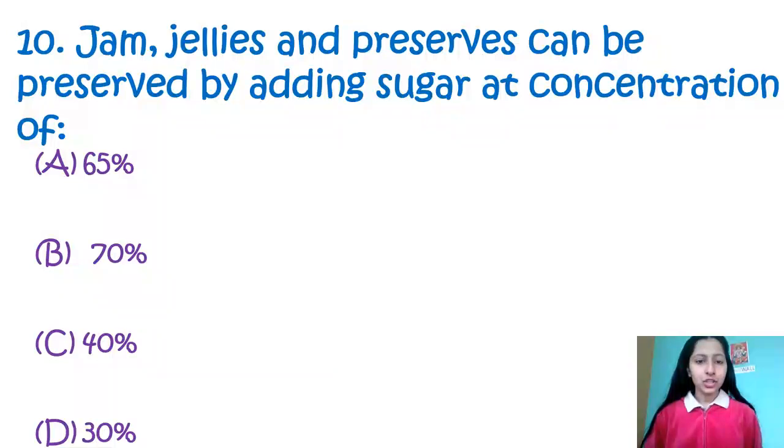Question number 10. Jam, jellies and preserves can be preserved by adding sugar at a concentration of 65%, 70%, 40% or 30%. Sugar is a first-class preservative, so it is used at a concentration of 65% to preserve jams, jellies and other related food products. So my correct option will be option A, that is 65%.